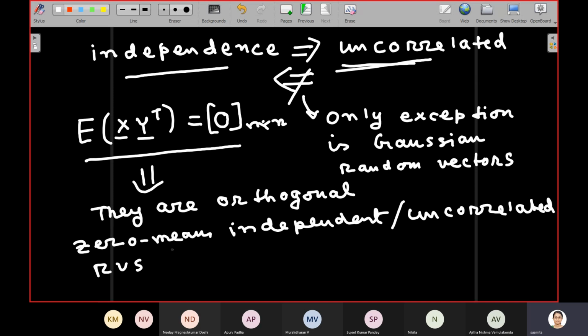Random vectors or random variables are orthogonal. Later you will see that the orthogonality principle is important in the context of estimation. Using the orthogonality principle, we derive some important filtering algorithms.